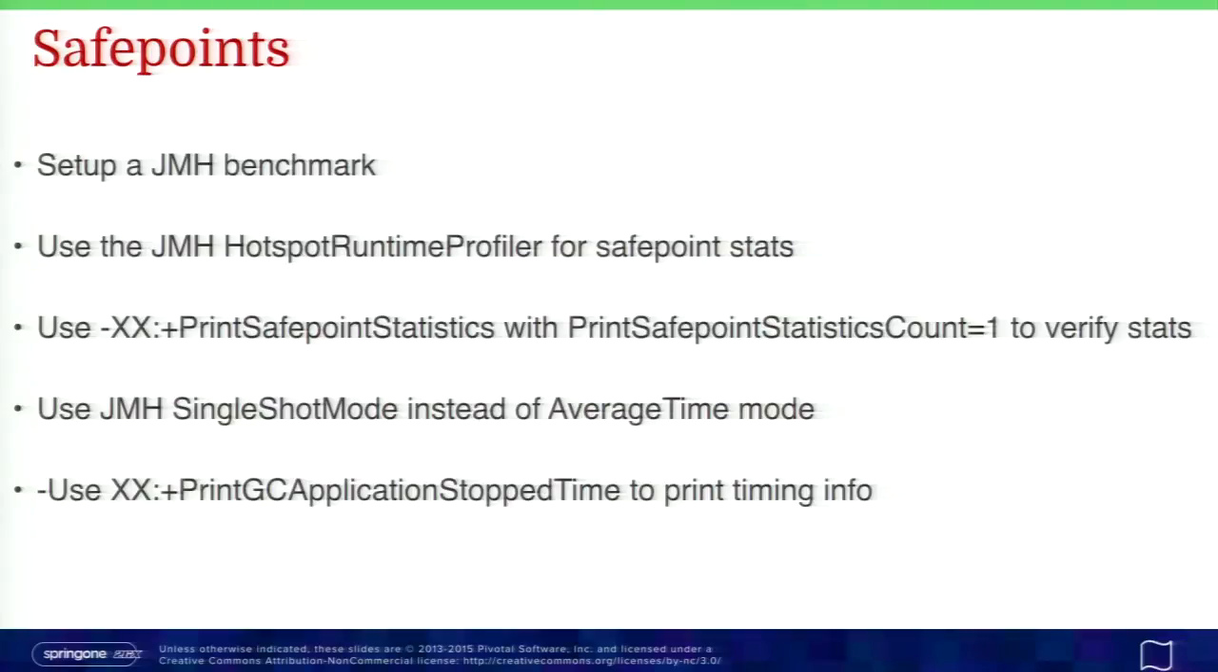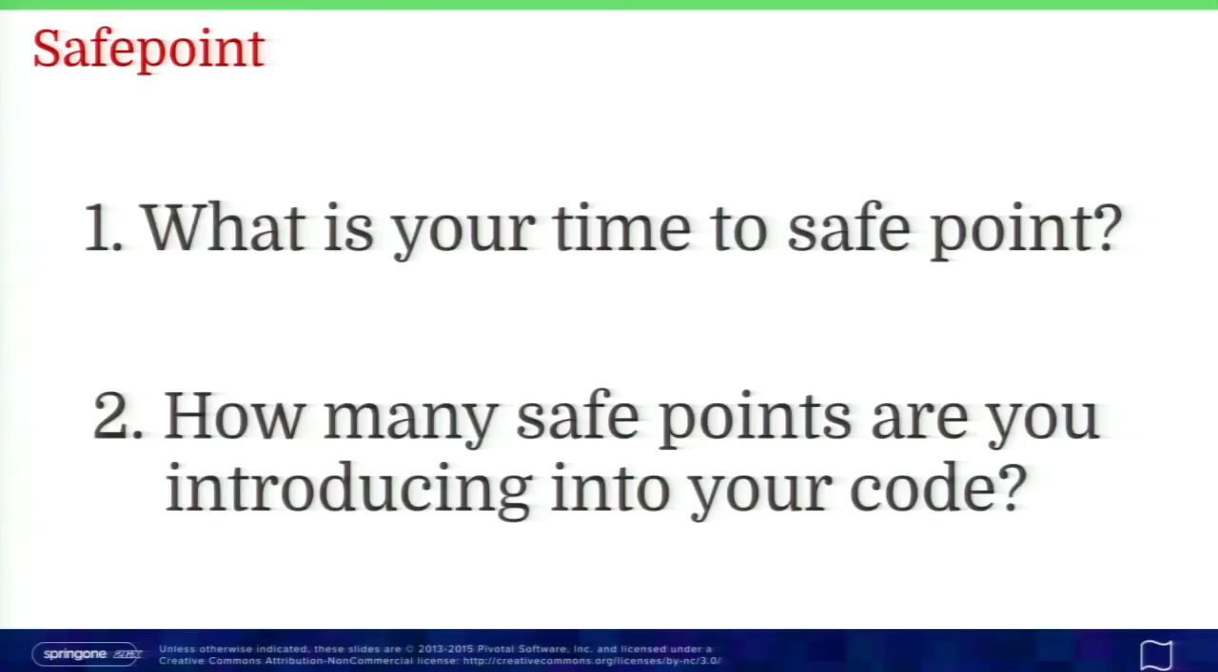So what have we done here for Safepoints? We've set up a JMH benchmark. We've used the JMH hotspot runtime profiler for Safepoint Statistics. We also used the JVM flags PrintSafepointStatistics and PrintSafepointStatisticsCount. We changed from average mode to single shot mode. And we used PrintGCApplicationStoppedTime to print some timing information. So the key takeaways and the key things to think about here are: 1, what is your time to Safepoint? And 2, how many Safepoints are you introducing into your code?